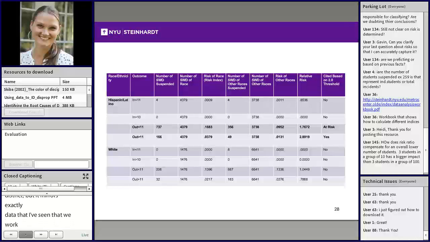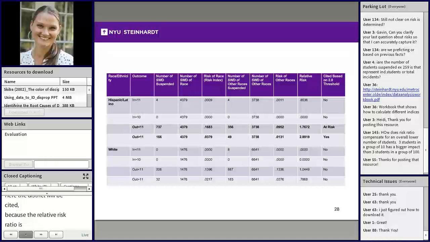We see that for out-of-school suspensions for less than 10 days, Hispanic and Latino students have a 1.762 risk of being suspended. Now, this district is not cited on that outcome because they haven't passed the threshold. But if you look at the relative risk below it for out-of-school suspensions greater than 10 days, you'll see it's 2.8919. Here the district will be cited because the relative risk ratio is higher than 2.0. So you will see that I have yes in the column.